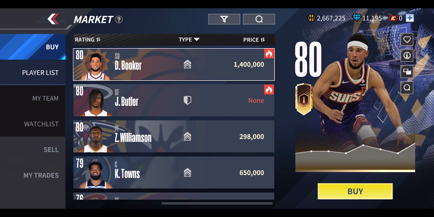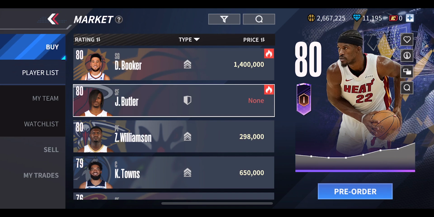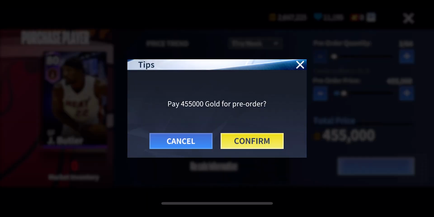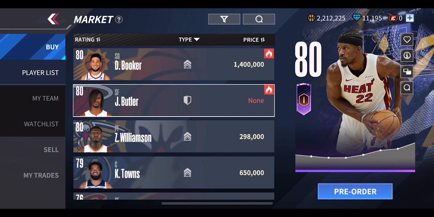So that might mean you are left waiting days to actually get the card after you've gone ahead and pre-ordered it. Because once you pre-order a card, it will ask you whether you want to confirm, and that will actually take the coins away from your balance until you actually receive that card.